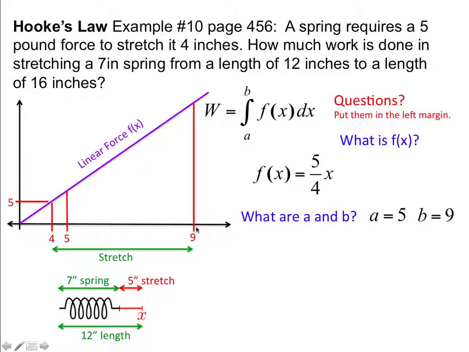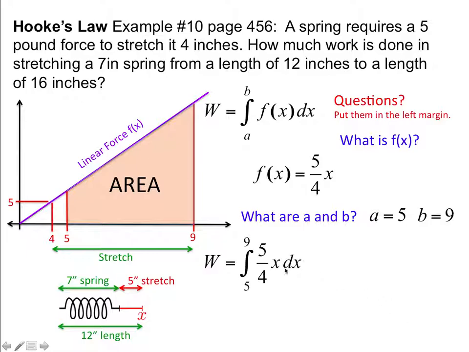So if you think about this, we've got a 7-inch spring, and it's stretched to 12 inches. So it's going from a stretch of 5, and now we're going to stretch it out to 16. So it's going to go from a stretch of 5 to a stretch of 9. And so that's going to be our area then that represents the amount of work we do when we stretch that spring from a length of 12 to a length of 16 inches.